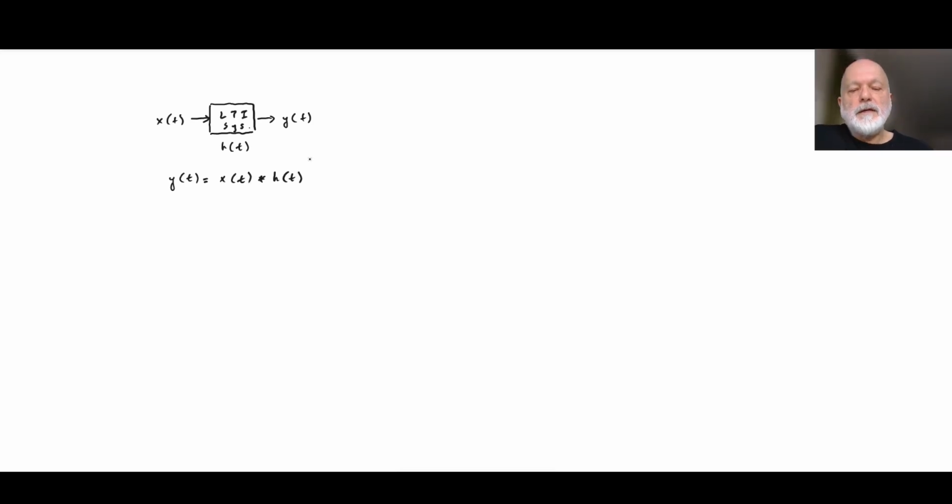Now remember that if we have a linear time invariant system with input x of t and output y of t, the output is the convolution of the input with the impulse response. This is the general result.